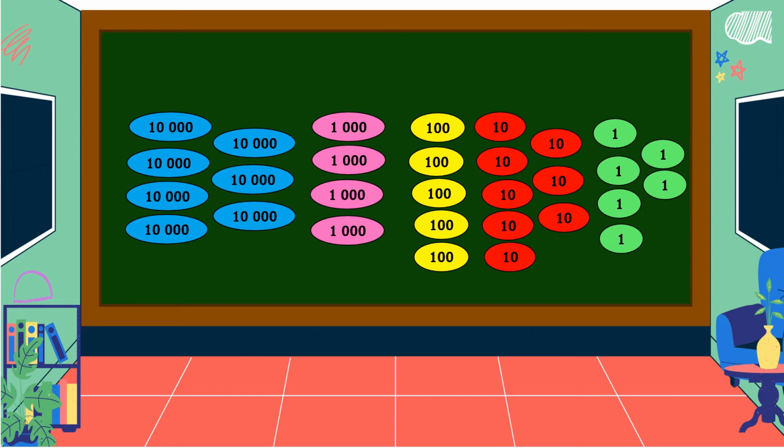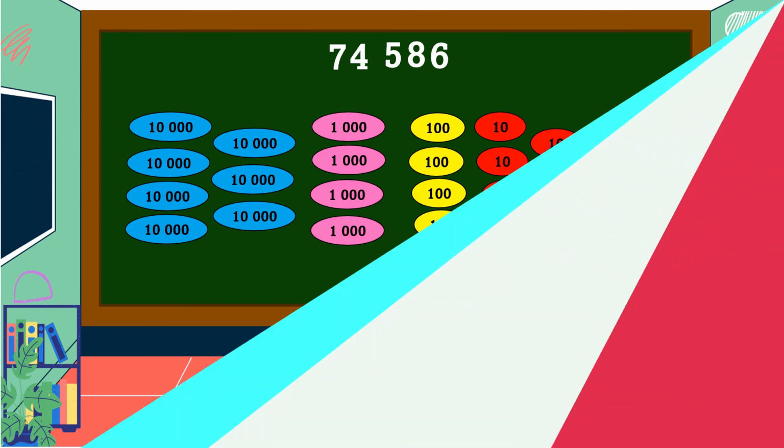What is your answer? All right, the answer is 74,586. There are 7 10,000, 4 1,000. There are 5 100, 8 10, and 6 1. Give the number symbol for the following number disk.